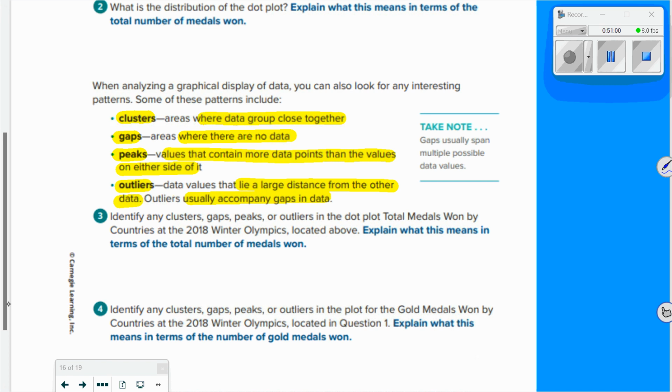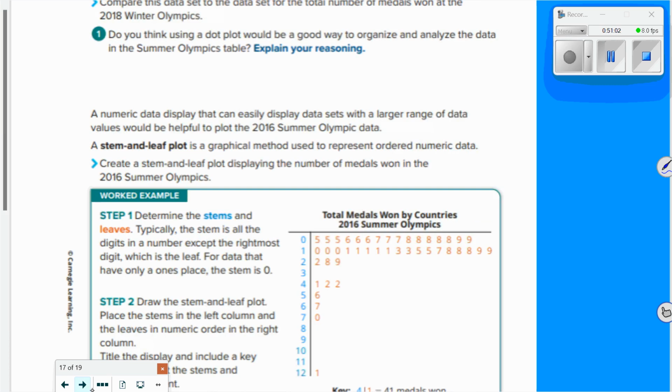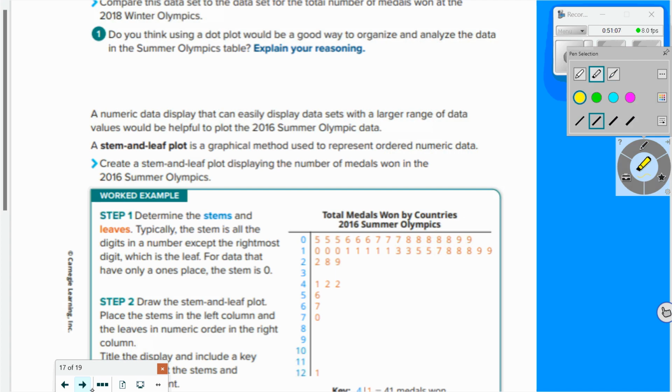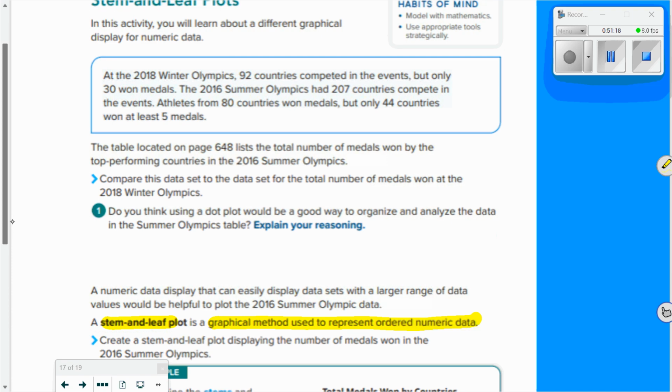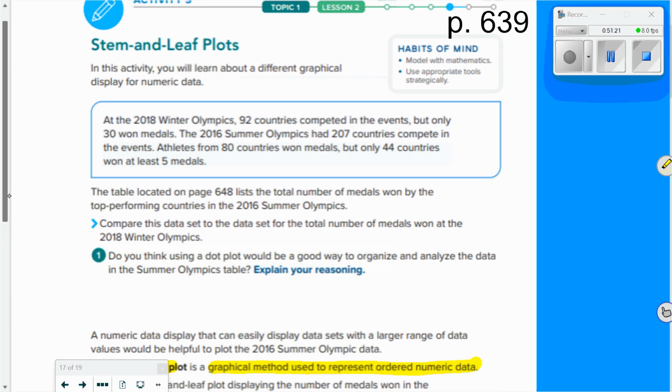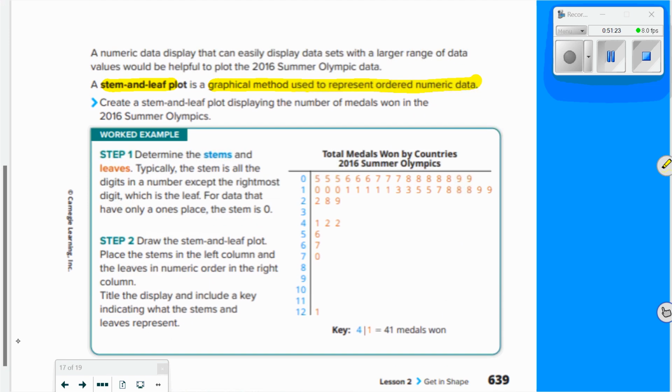Okay, we got a few minutes left. We got one more thing we need to go through, and that is a stem and leaf plot. In your stem and leaf plot, this is another graphical method used to represent ordered numeric data. When we're doing a stem and leaf plot, the stems and the leaves are the two pieces. The stem is all the digits in a number except the rightmost digit, which is the leaf.